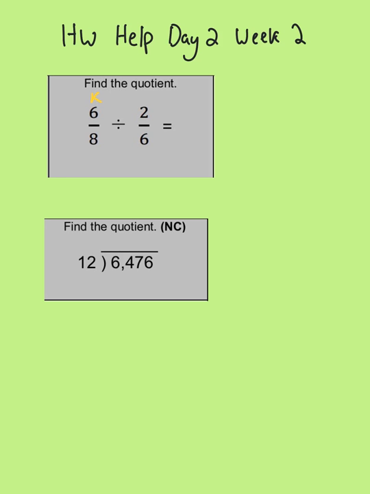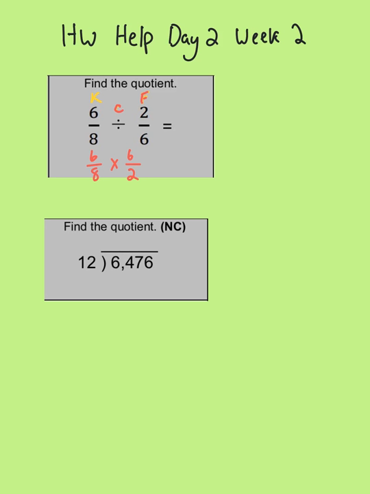You have to keep, change, flip, KCF. That means we want to keep the first fraction the same, 6 over 8. We're going to change division to multiplication, and we're going to flip 6 to 6 over 2. Now, once you do that, it's a multiplication problem, and you just have to solve that.